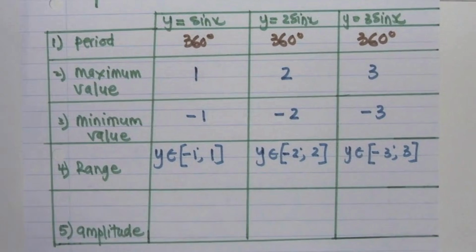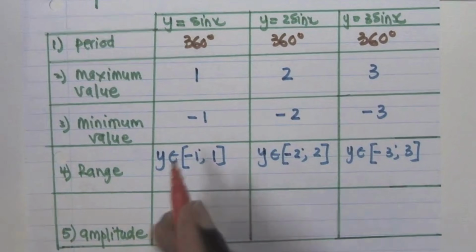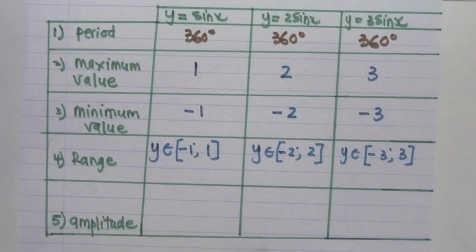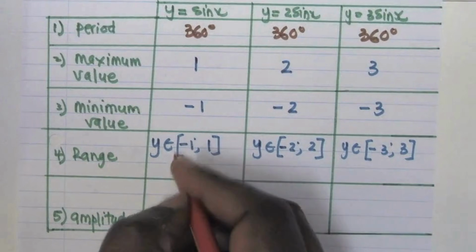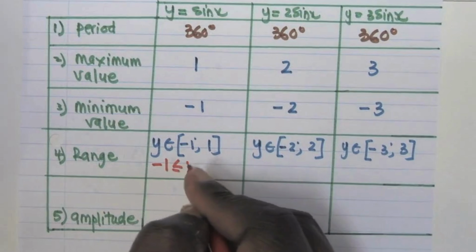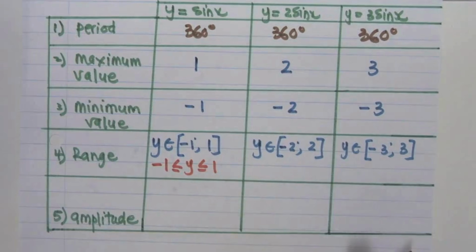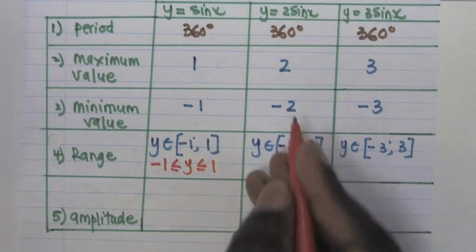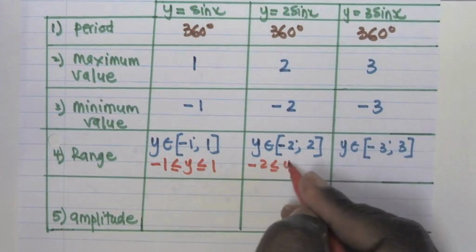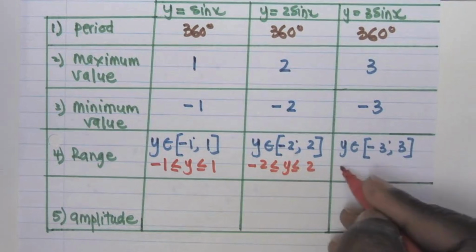I can also use the inequality notation to represent the range. And this is what I get for the first one, then the second one, and then the last one.